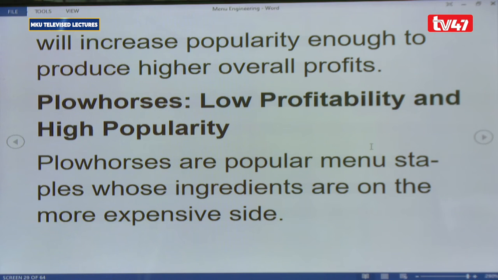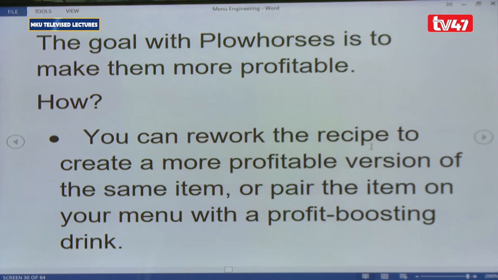The third category is the plow horses, and we said these ones are low in terms of profitability, but high in terms of popularity. Quite popular, but when it comes to profit, they're not giving you much. So what do you need to do with them? The goal with the plow horses is to make them more profitable. Now, the question is how.